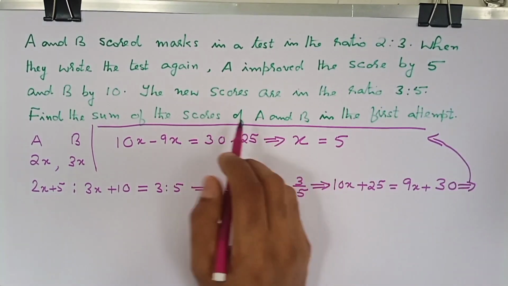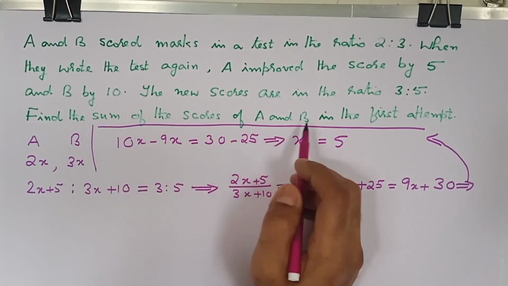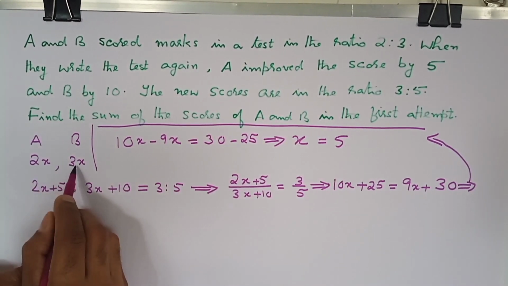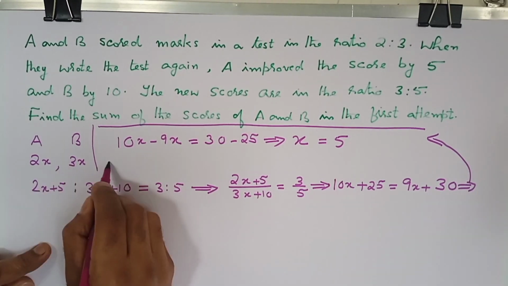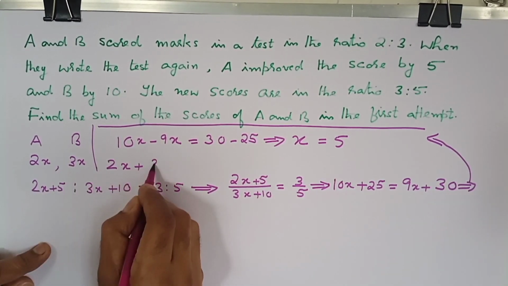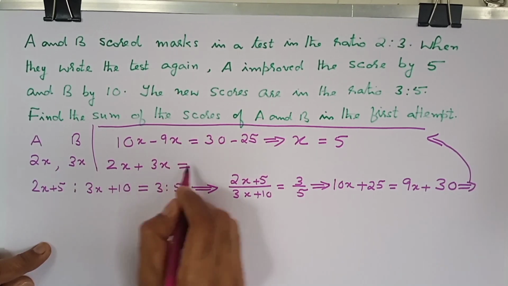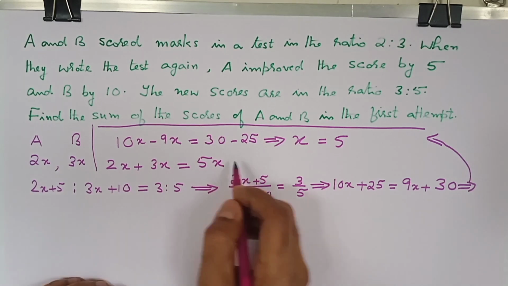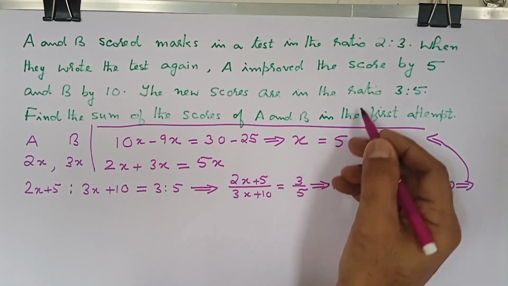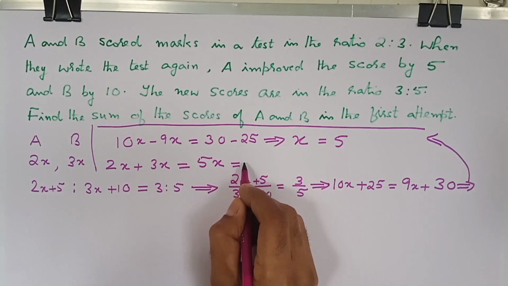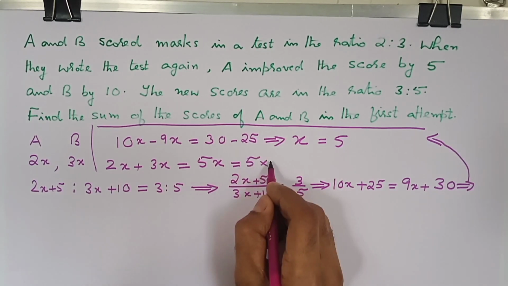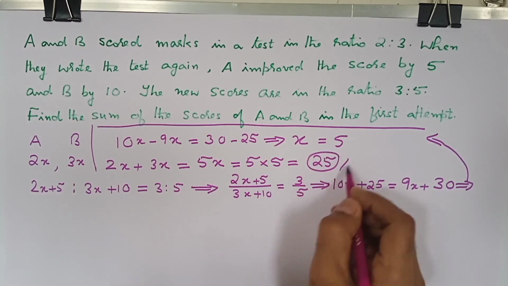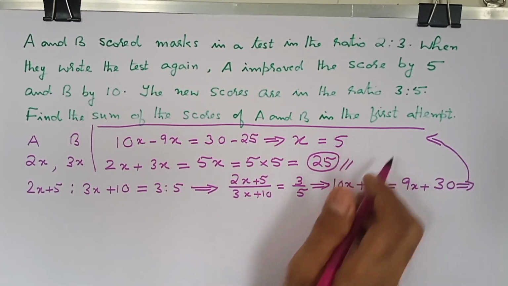Now what are we asked to find out? Find the sum of the scores of A and B in the first attempt. In the first attempt, their scores were 2x and 3x. So sum of the scores means 2x plus 3x. This is the sum of the scores, and this is 5x. We didn't know x, but we have identified x as 5 using the additional data given in the problem. So 5 into 5, so 25. 25 is the final answer to the question.